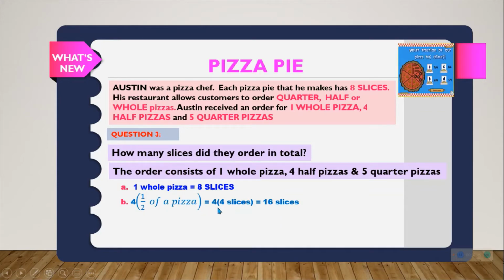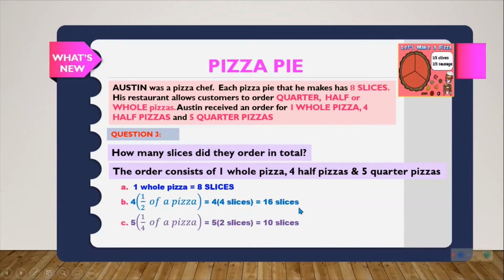And then, 4 times 4 slices. And then, we have 16 slices. So, 4 daw na half, tig-half na pizza. So, meron tayong 4 slices. And then, so lahat yun ay 16 slices. Ngayon, 5 daw na tig-1/4 pizza. So, ang 1/4 na pizza is 2.